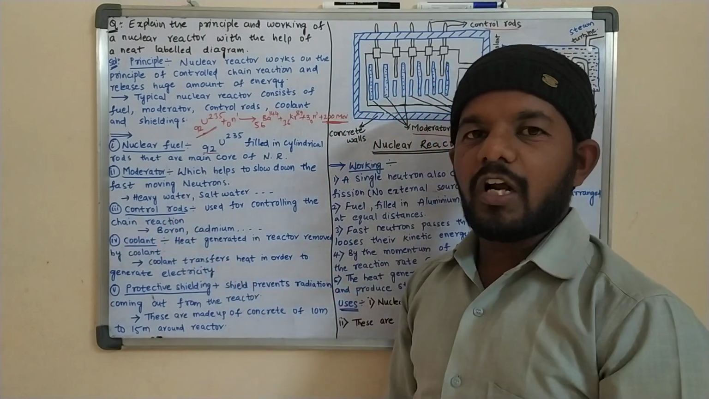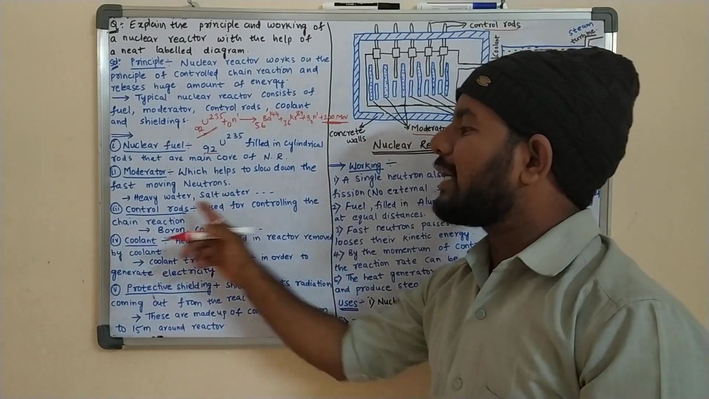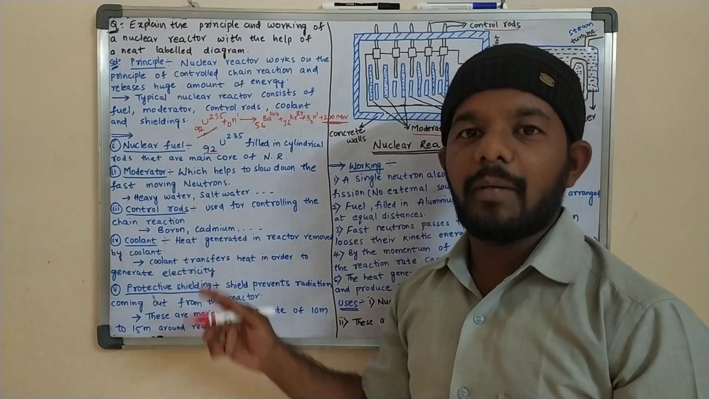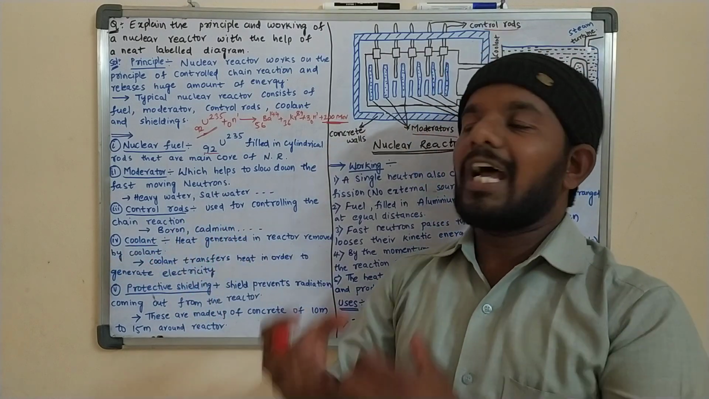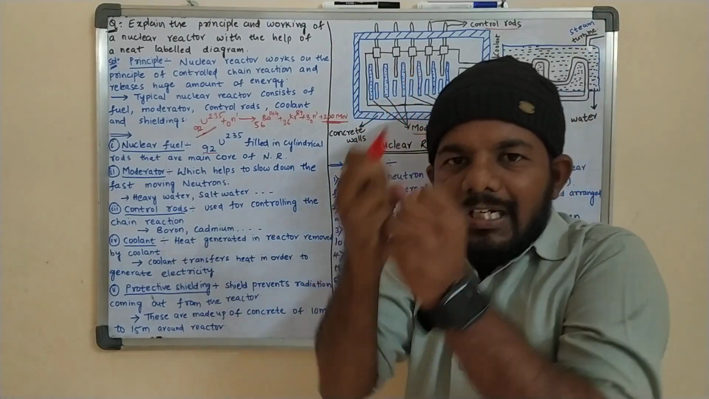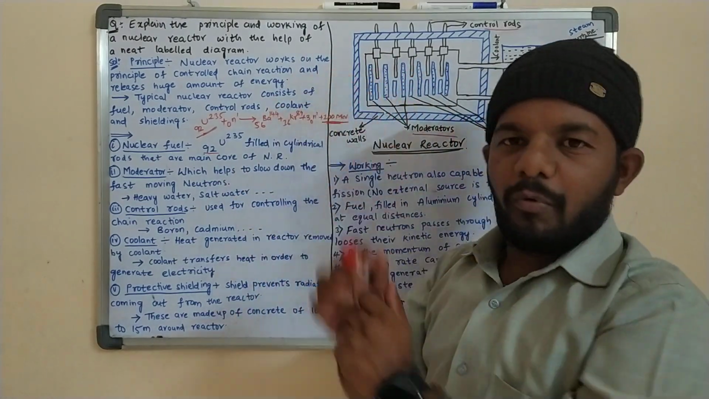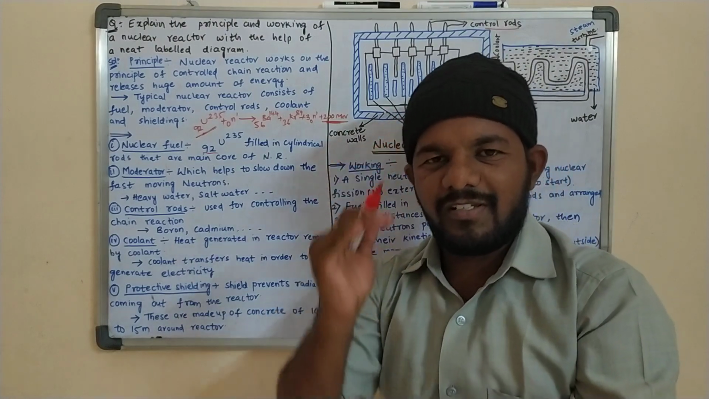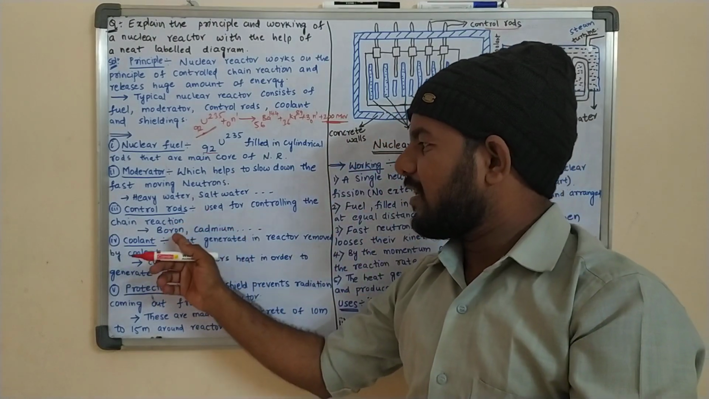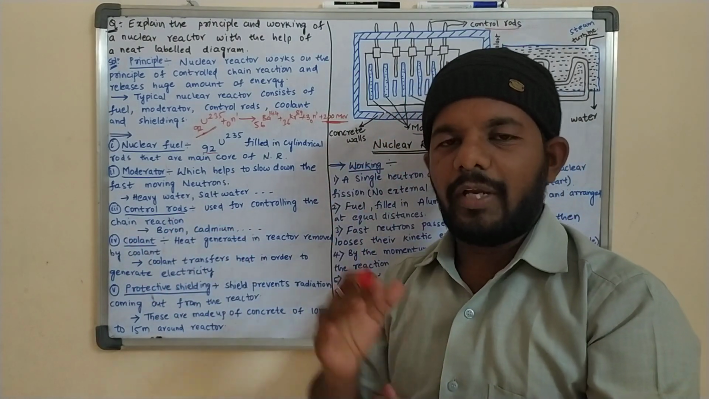And control rods. Control rods are used for controlling the chain reaction. Boron and cadmium are what we use. They control the chain reaction, so the process does not run too heavily. They slow down the process, that is what control rods do.